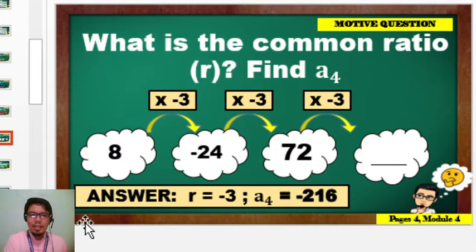Now let's have the last item. What is the common ratio r and find a sub 4 in the sequence 8, negative 24, and positive 72? So divide negative 24 by 8, the result is negative 3. Divide 72 by negative 24, so that is negative 3 as well. So therefore, the common ratio is negative 3. A sub 4 is equal to 72 times negative 3, which is negative 216.